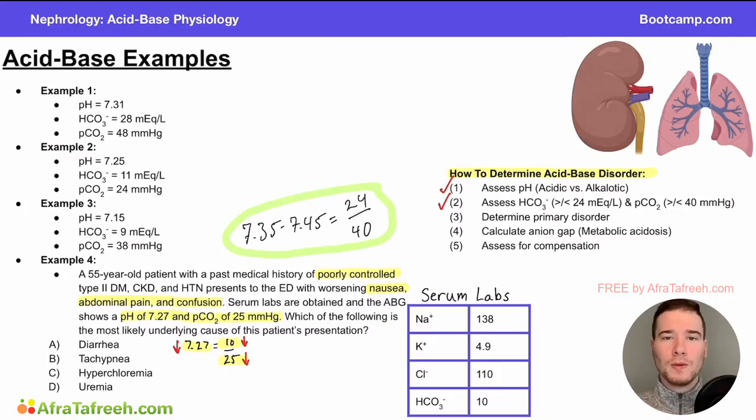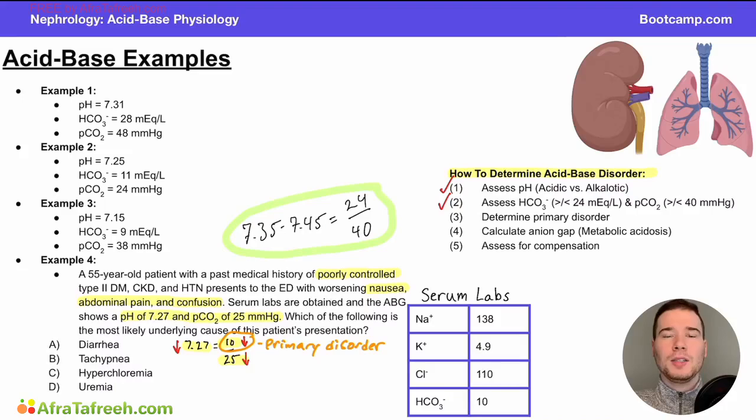Same as the questions we've done previously, we're going to go through and say which of these makes sense as a primary disturbance. We can look at our bicarb first just because it's on top and see that our bicarb is 10. Well, does it make sense that a low bicarbonate would cause an acidic pH? And the answer should be yes, right? If we have a decreased amount of bicarb relative to our protons in our body, that's going to cause an acidic pH. So it's reasonable to think that this is potentially the primary disorder.